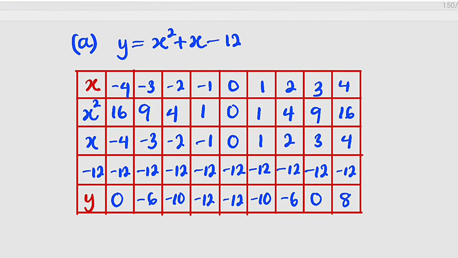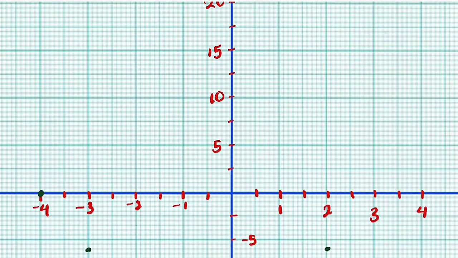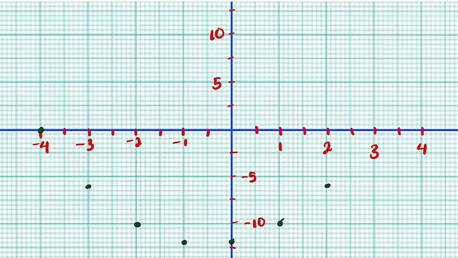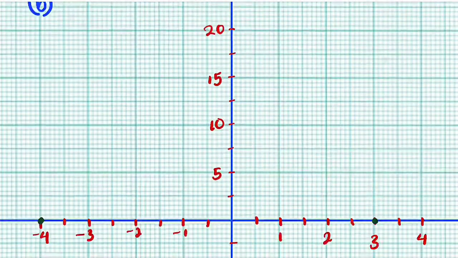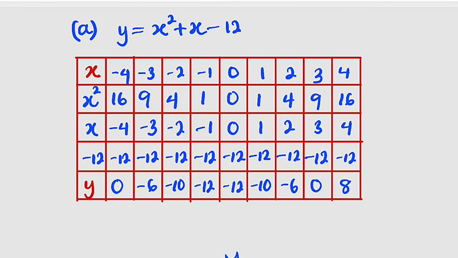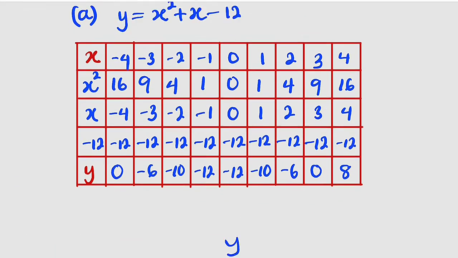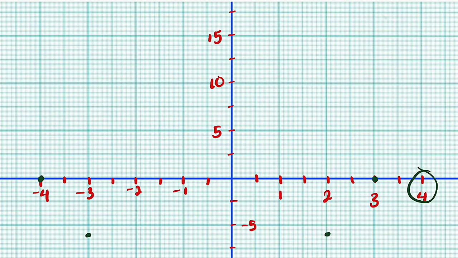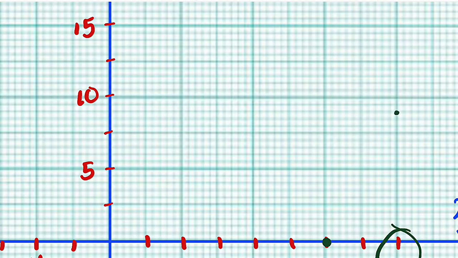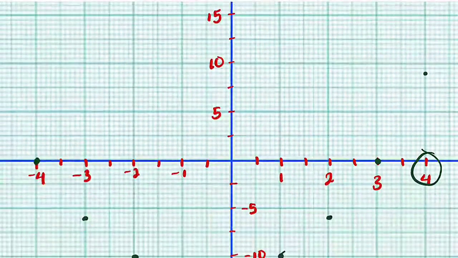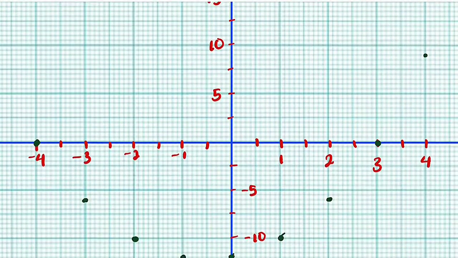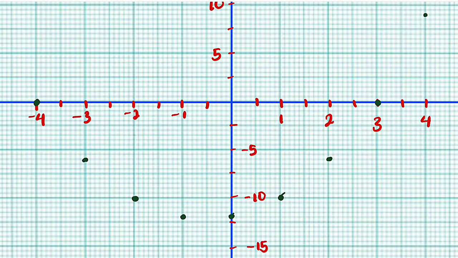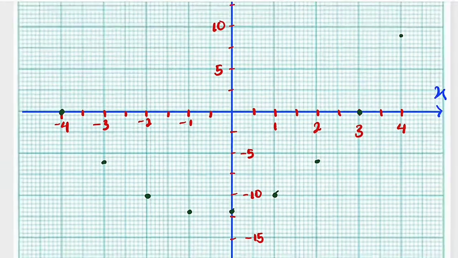When x is 3, y is 0. This is where x is 3, y is 0. That is on top of the line somewhere here. And lastly, when x is 4, y is 8. So this is exactly where we have 8. All right. Next, we need to connect all of these points together in order to construct the graph of this function.